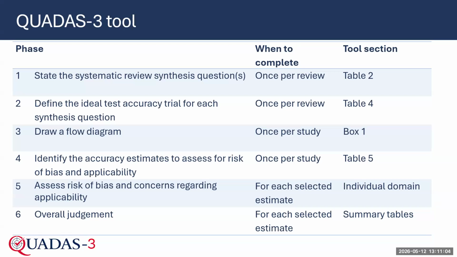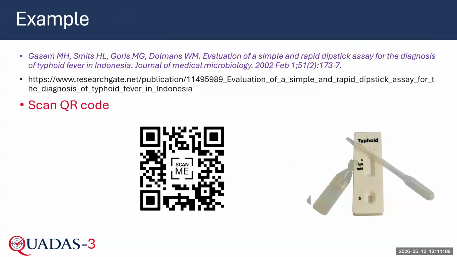So I'm going to take you through each of these phases in a little more detail, and I'm also going to use a worked example to take you through. So if you want to have a look at the paper, you can scan the QR code there to access the paper, but you don't really need to do that for the purposes of what we're doing today. It's just if you find it helpful to see the paper. So the paper is about rapid dipstick assays for diagnosis of typhoid fever.